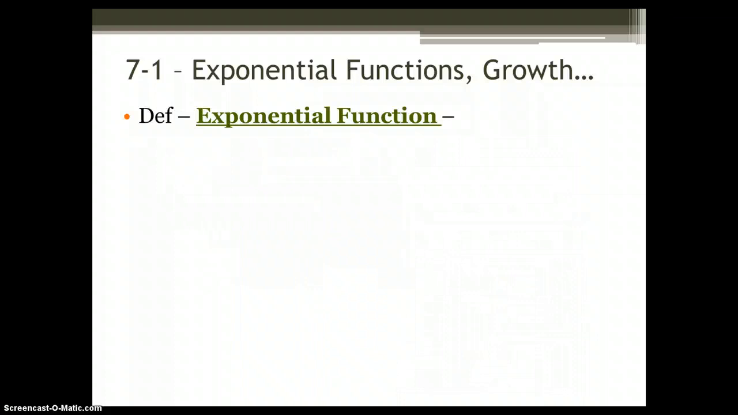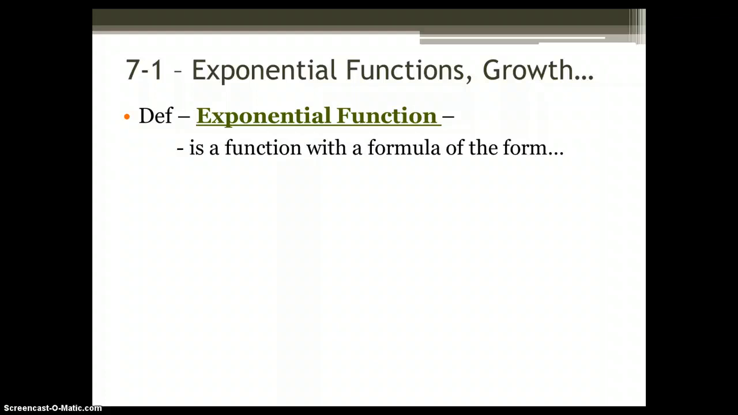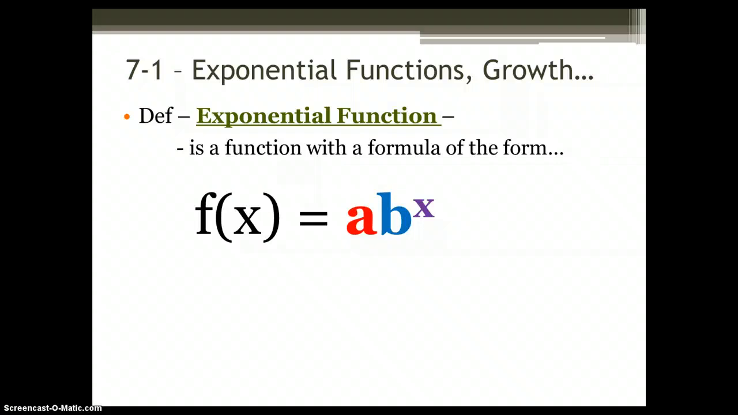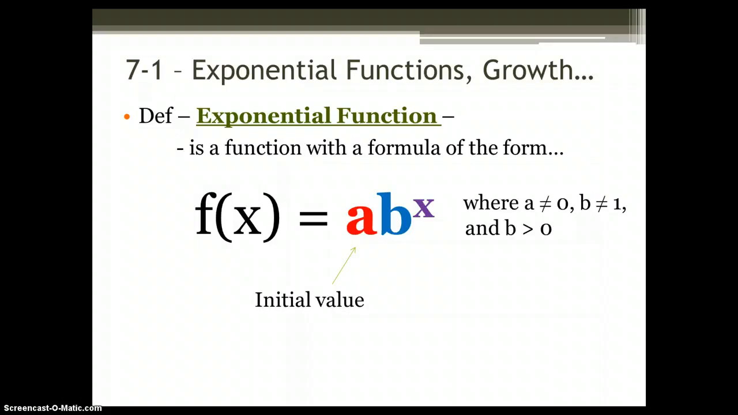The definition of an exponential function is any function with the formula of this form: f of x equals ab to the x power. The most important thing about it being an exponential function is that the variable is now the exponent. For this function to exist, the a value cannot equal 0, the b value cannot equal 1, and b has to be strictly positive, or it won't be an exponential function. The a value in this case is known as our initial value. Our b is the growth or decay factor, depending on the problem.